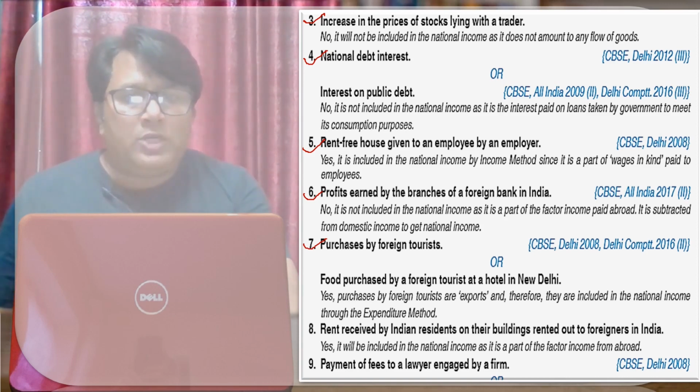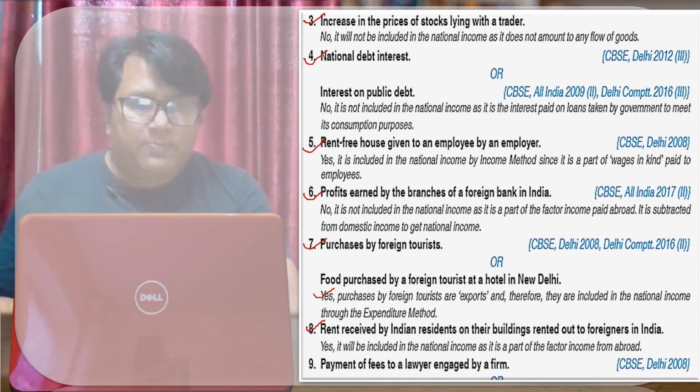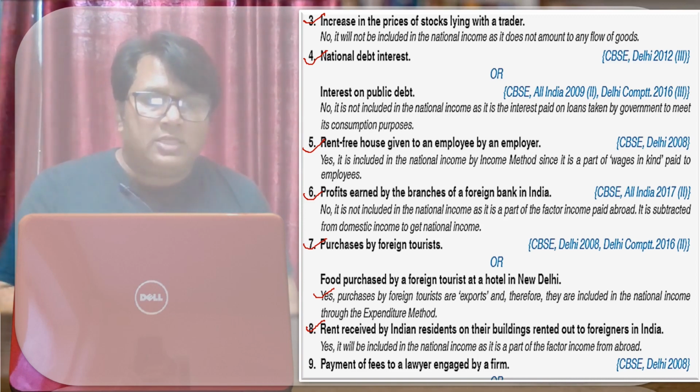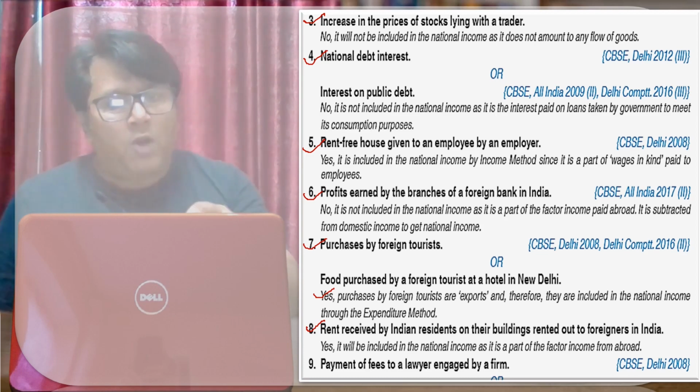Next is purchase by a foreign tourist. Purchase by a foreign tourist should be considered, or we can say it is the final sale proceeds. Rent received by an Indian resident on a building rented out abroad, definitely it should be considered. Why should it be considered? Because it is factor income from abroad. Factor income to abroad should not be considered. Factor income from abroad should be considered.